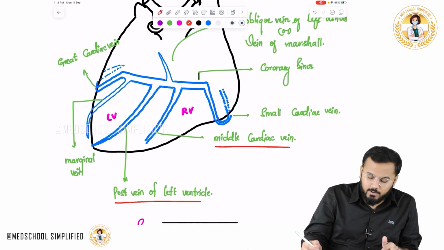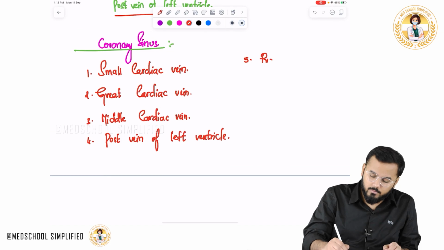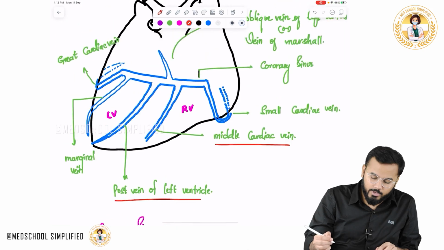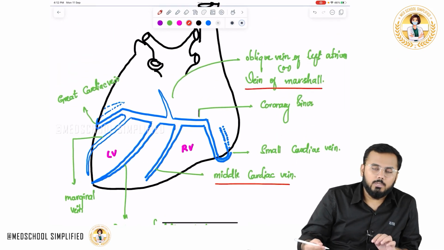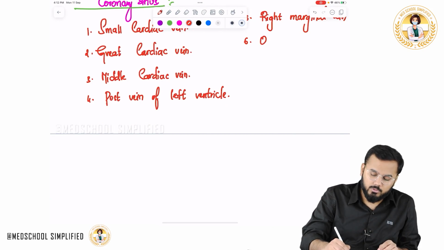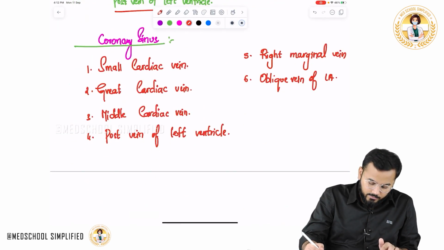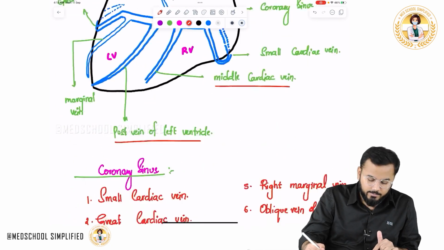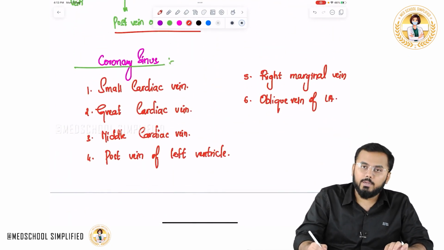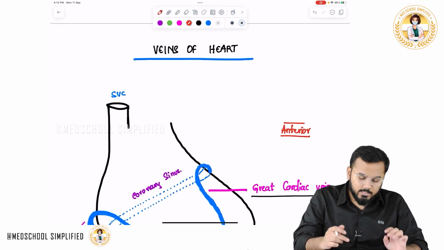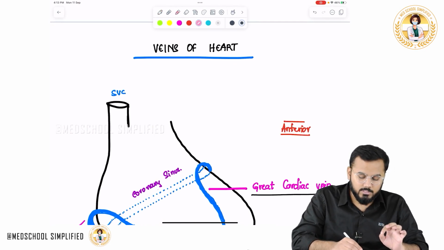We have the right marginal vein. And the sixth important one is the vein of Marshall, or oblique vein of the left atrium. Okay, did we miss anything? I think we have written all of them, right? So all the veins are done. These are all the veins located on the anterior as well as the posterior side of your heart. Now let us have a quick recap of what we have just discussed.